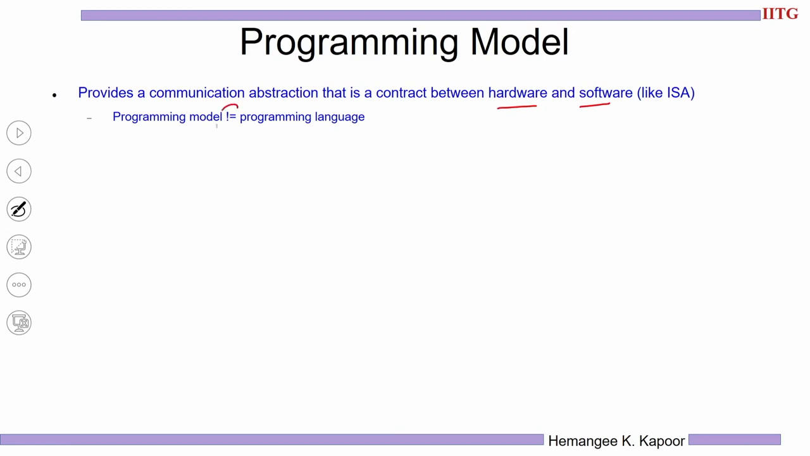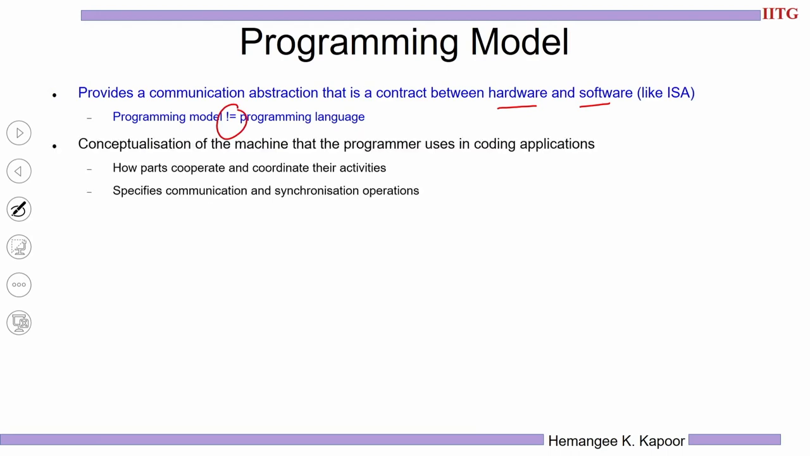So that's all a programming model does. And you need to realize that a programming model is not equal to a programming language. All right. So what is it? It is a conceptualization of a machine, that is the understanding of how a machine works, which a programmer understands. So the programmer has to know the conceptualization of the communication mediums and communication facilities available in the machine so that the programmer can code the applications accordingly.